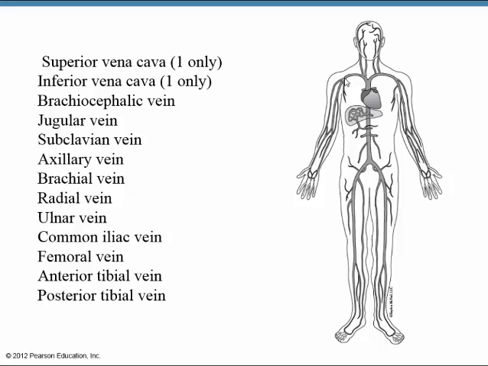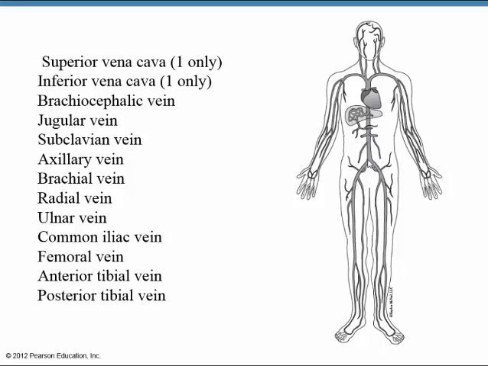The brachiocephalic vein drains the head and arm on each side. Here's the brachiocephalic vein. Its branches include the jugular vein and the subclavian vein. The subclavian vein becomes the axillary vein and brachial vein, which ends by branching into radial and ulnar veins.